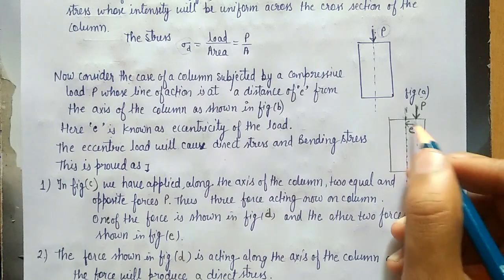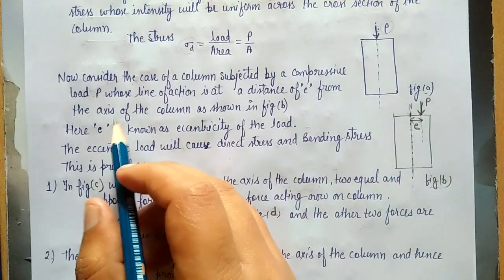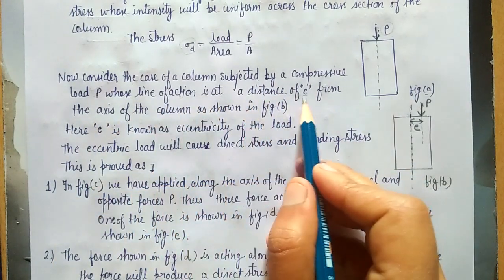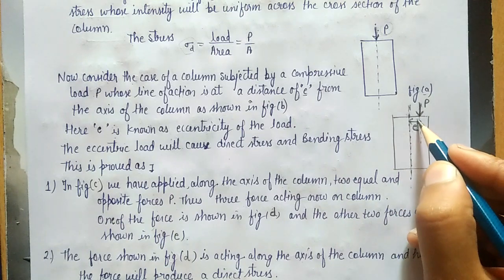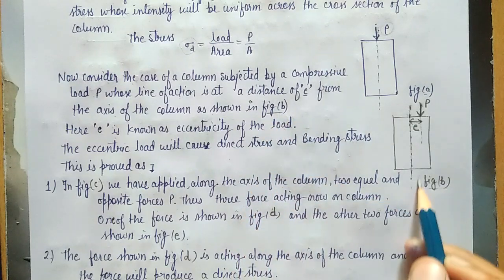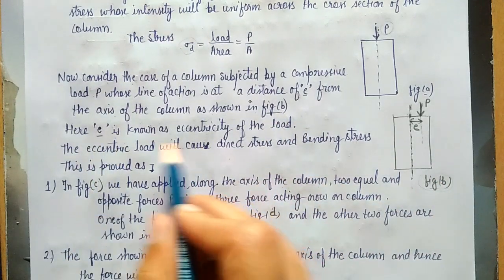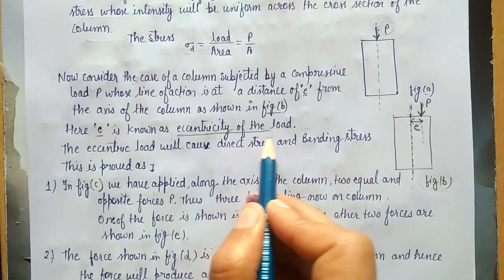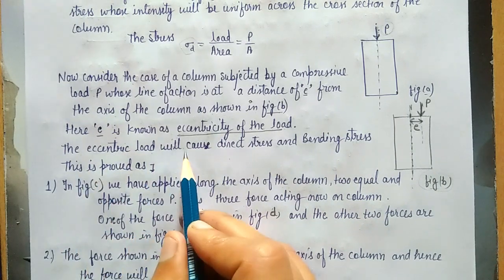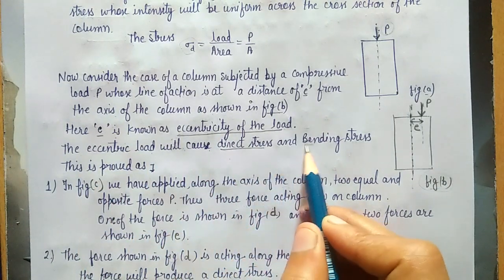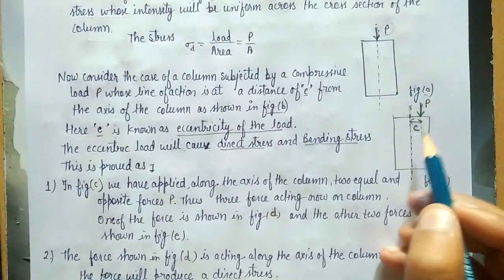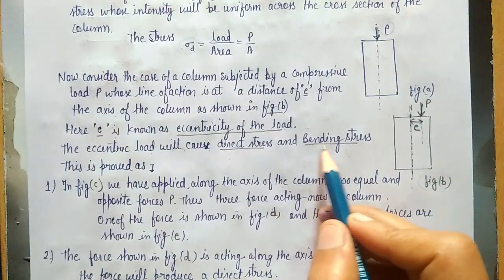It may be a column or it may be any structural member, right? So a compressive load P whose line of action is at a distance E from the axis of the column, as shown in figure B. Here E is known as the eccentricity of the load, right? The eccentric load will cause direct stress and bending stress. Due to this eccentricity, both stresses will come into the picture, direct stress as well as bending stress.